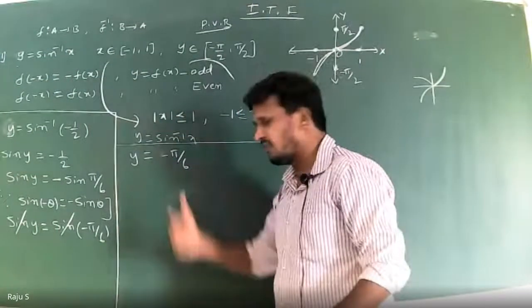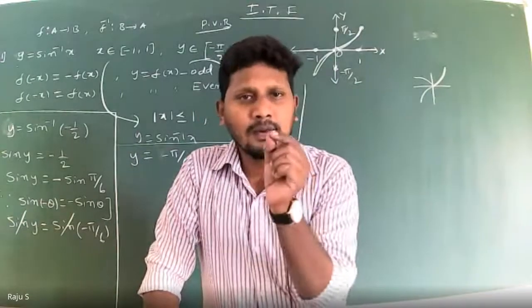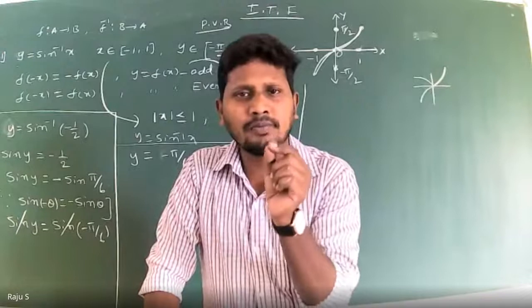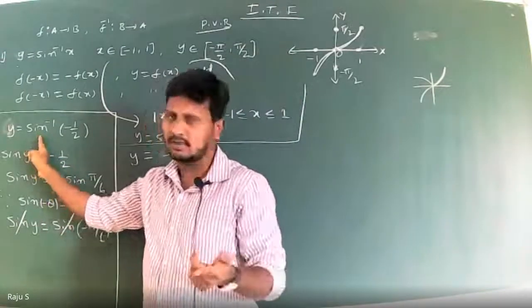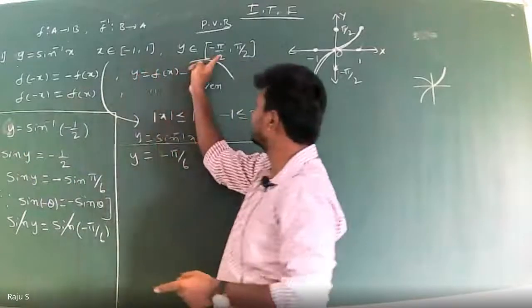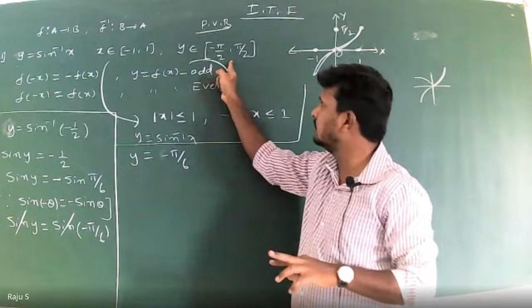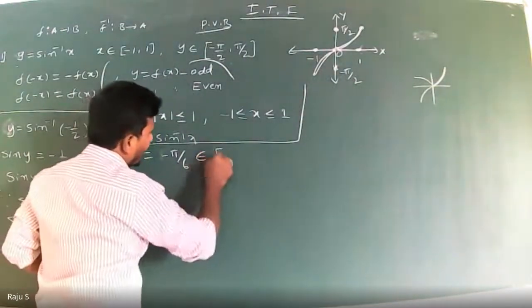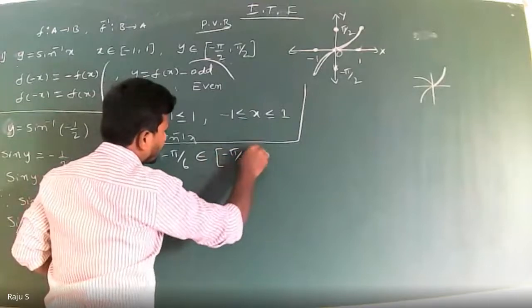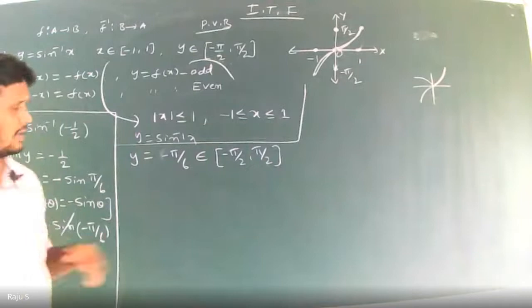Next, after finding this y value, you have to write the step: the principal value branch of sine inverse, because the question belongs to sine inverse. What is the principal value branch range? Minus 90 to plus 90. Now, does it belong to minus 90 to plus 90? Anyone? Does it belong to that?